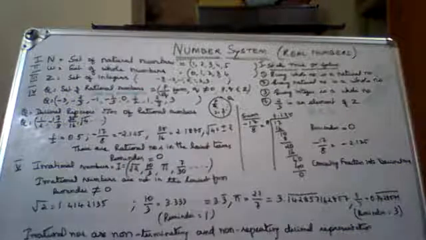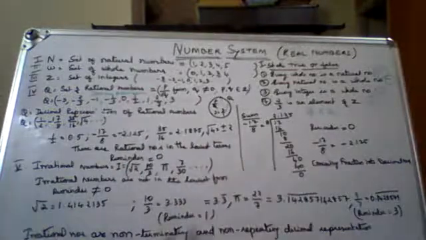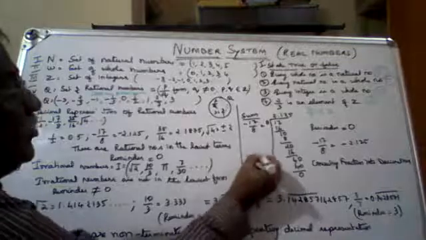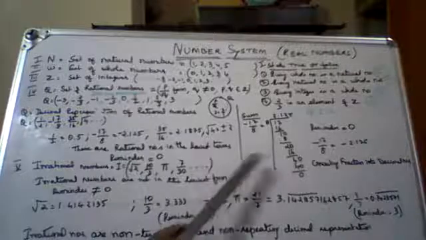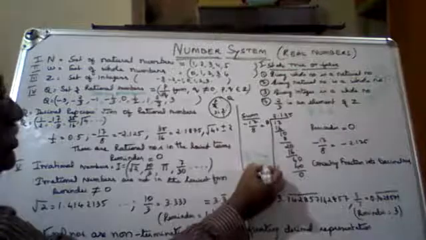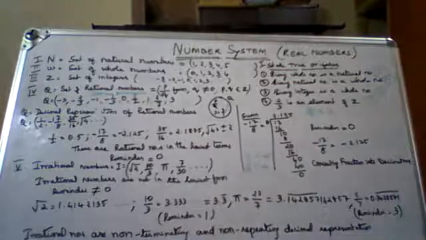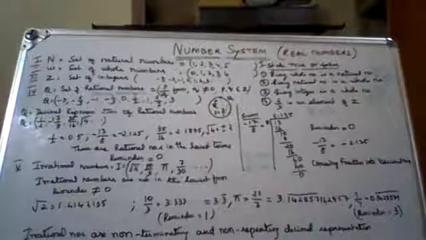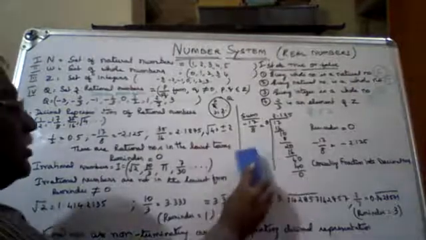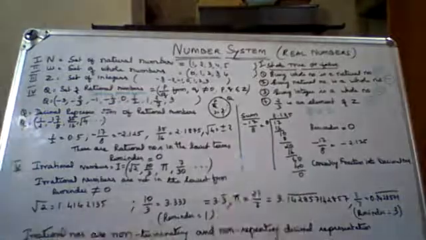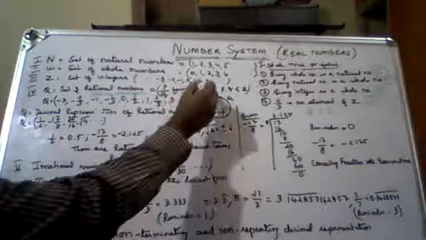Why should Q not be 0? Look here. If it is 2 by 0, you know what the answer is? It's called infinity, a very big number, we don't have an answer. If 0 comes in the denominator, we don't get the answer. 3 by 0 is also called infinity. So the bottom number Q should not be 0.